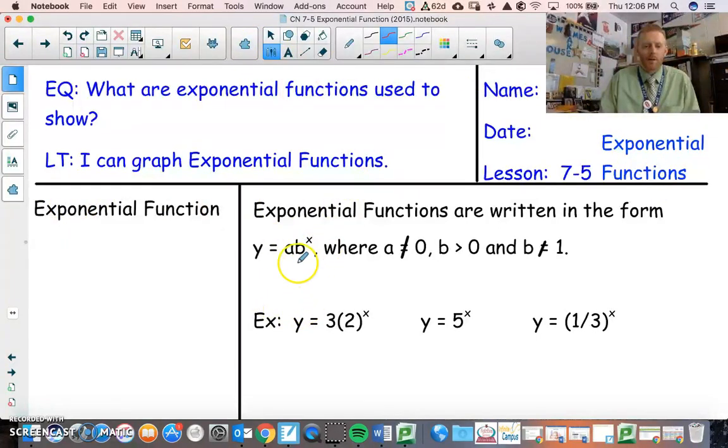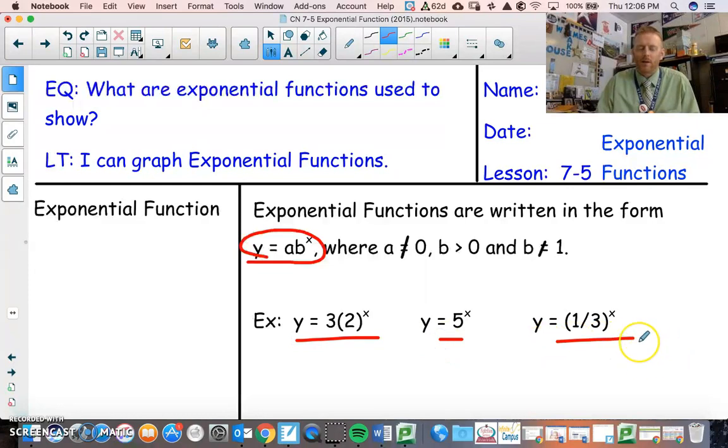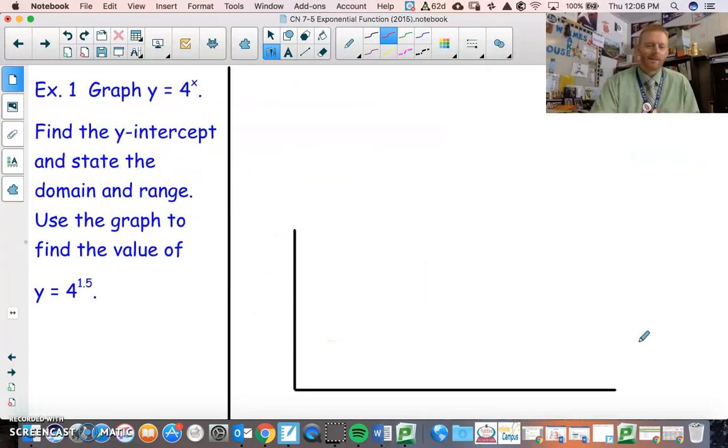They show up in this form where y is equal to a times b to the x power. A cannot be 0, b has to be greater than 0, but it also cannot be 1. So here's examples of what it could look like for us. So the process for us is going to be just to do the math. All right, let's check it out.